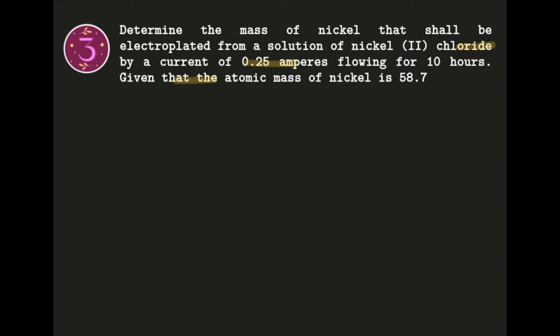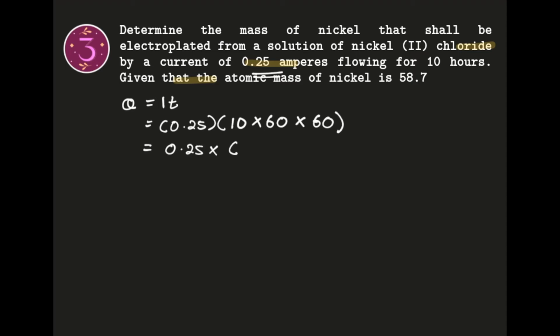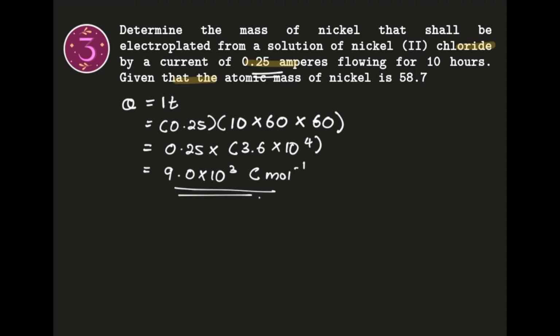So from here, we know that you can calculate your value of Q. So Q is equivalent to IT. I is the current, which is 0.25, and T is time in seconds. Given to you is 10 hours. So 1 hour, 60 minutes, 1 minute, 60 seconds. So it's equivalent to 0.25 times 3.6 times 10 to the power of 4. Therefore, you will get your Q is equivalent to 9.0 times 10 to the power of 3 coulomb per mole. Right. So what else can we do?